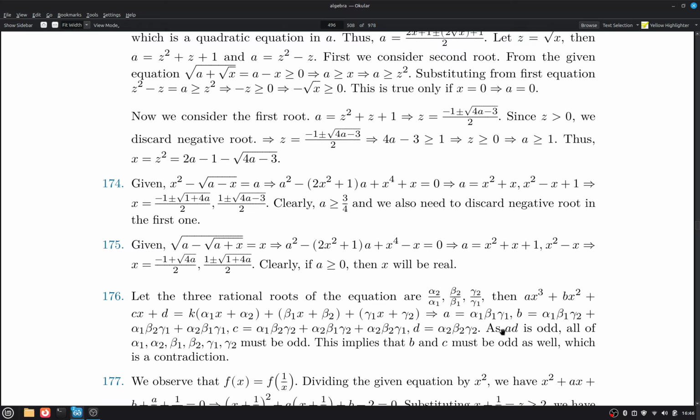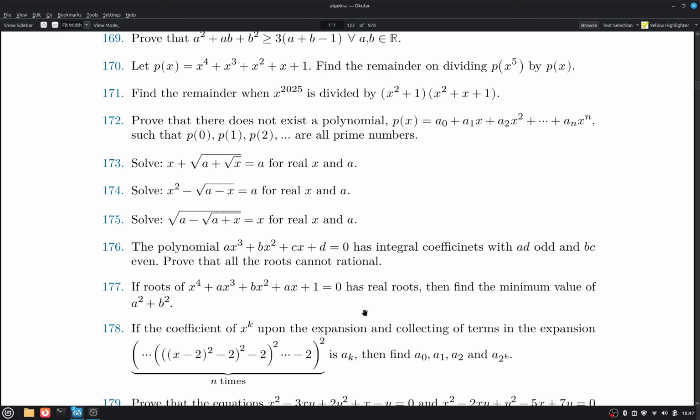Now if ad is odd, all of alpha 1, alpha 2, beta 1, beta 2, gamma 1, gamma 2 must be odd. This implies that b and c, you look at b and c, they must be odd as well, which is a contradiction. So our assumption that the roots are rational does not hold true.